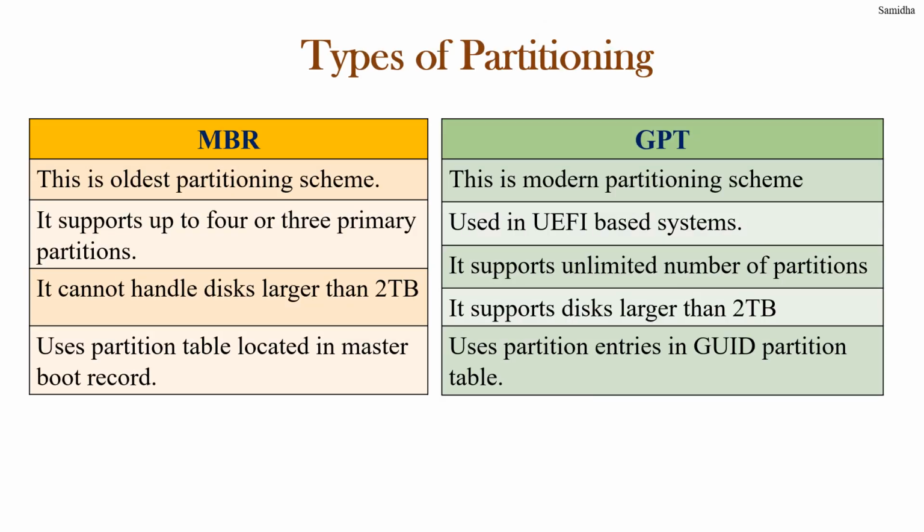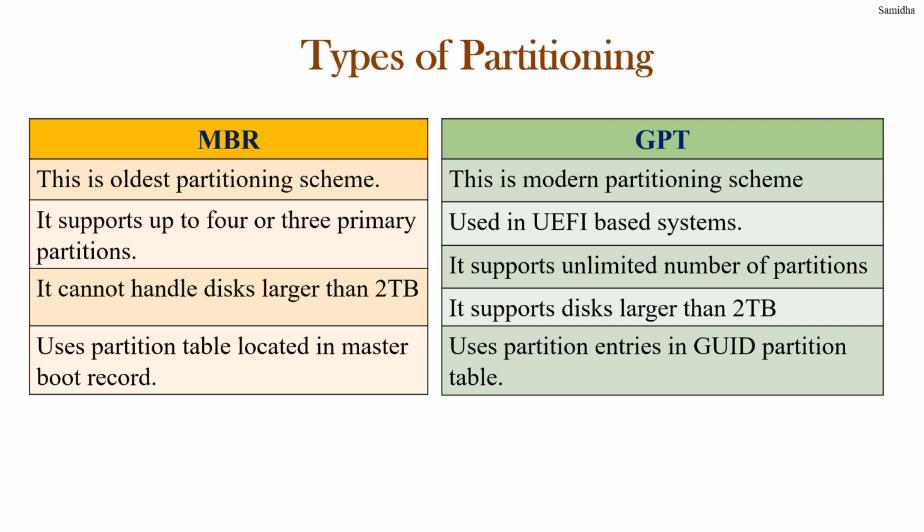There are basically two types of partitioning: MBR and GPT. MBR, that is master boot record, is the oldest partitioning scheme. It supports up to 4 primary partitions. It cannot handle disks larger than 2 TB. It uses a partition table located in the master boot record.